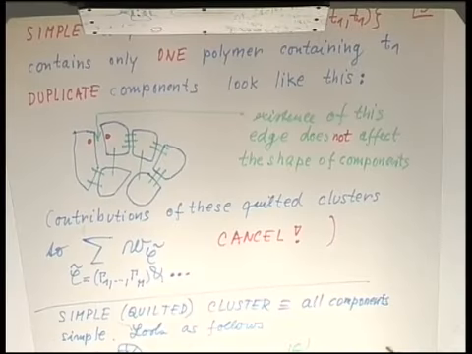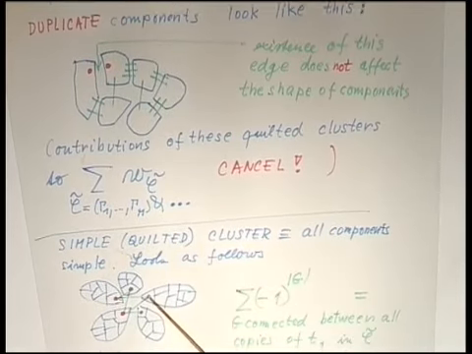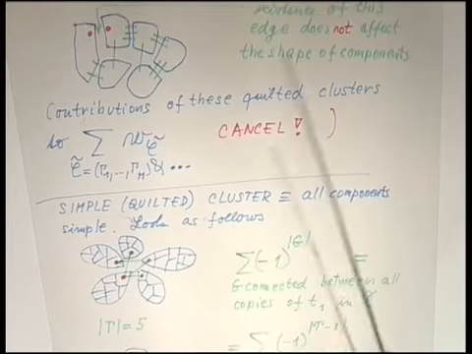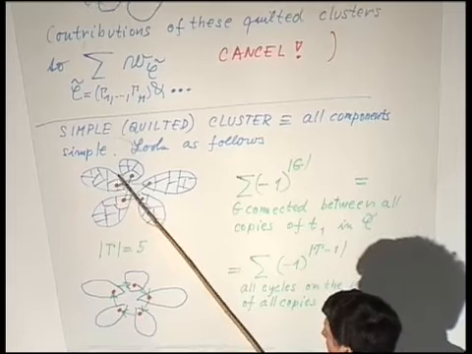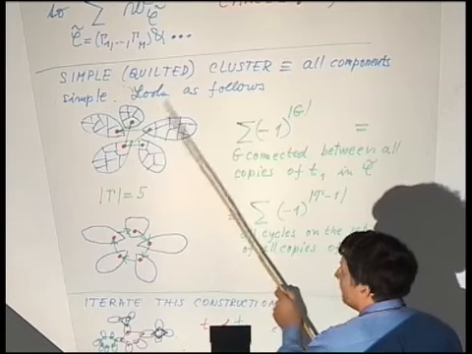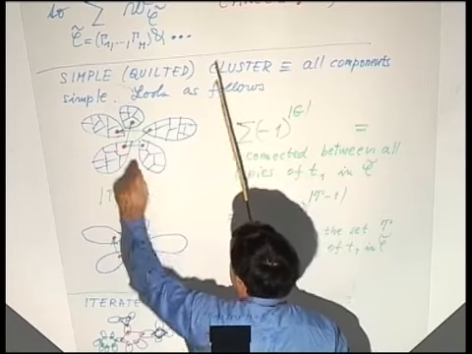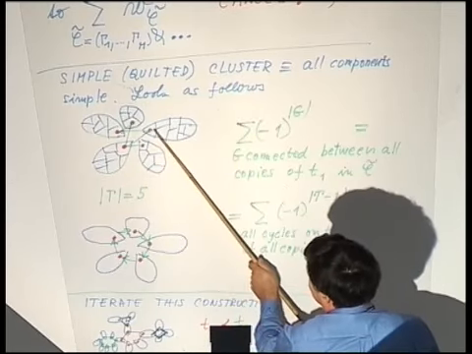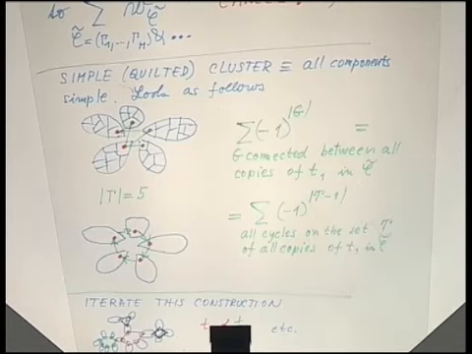So what remains? What remains are objects which are simple. That is, they can be very complicated, but they contain only one polymer containing the chief point T1. So what remains in the summation is a summation over objects like this, where each object has this red point, which is the chief point. You sum over something which is very complicated inside, and you sum over all connected graphs on the set, here the 5 points of this chief set.